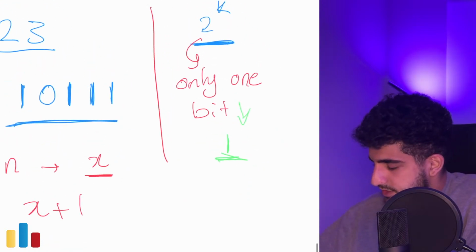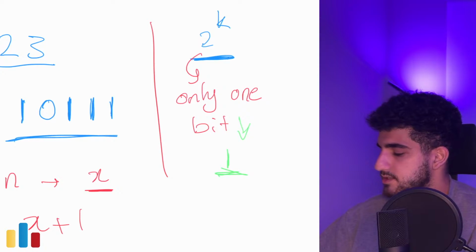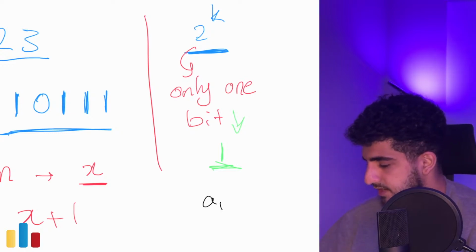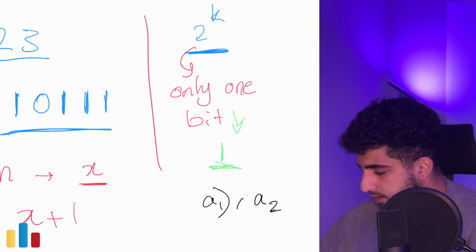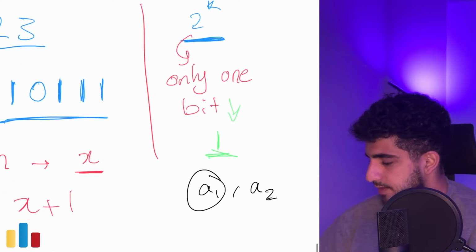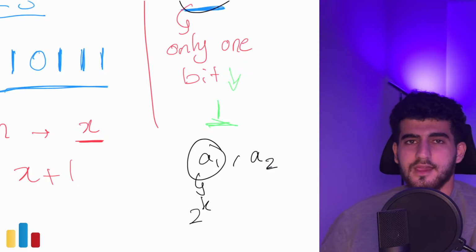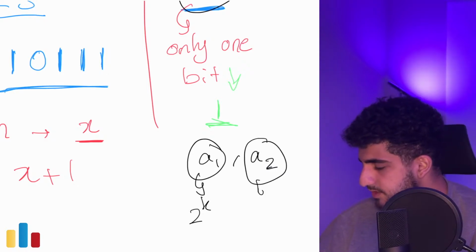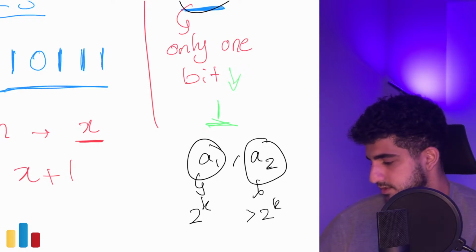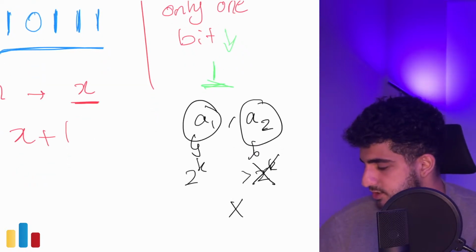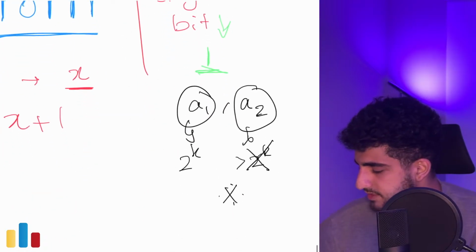Well, first, I want to say why if we have only 1 bit, then the answer is 1. Because the point is that, assume that we have a sequence of length greater than 1. For example, assume that we have 2 integers, a1 and a2. Well, a1 should have that bit number k. So a1 should be equal to 2 to the power of k. On the other hand, a sub 2 cannot be greater than 2 to the power of k as well, because each number should be at most n. So the array cannot be increasing. This is a contradiction. This contradiction shows that if we have only 1 bit which is 1, the answer is 1.